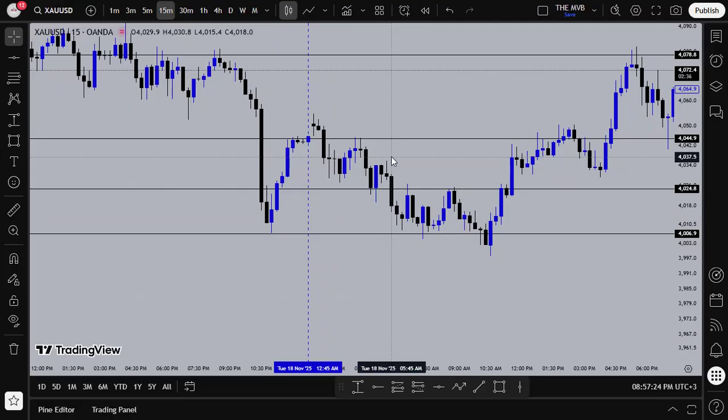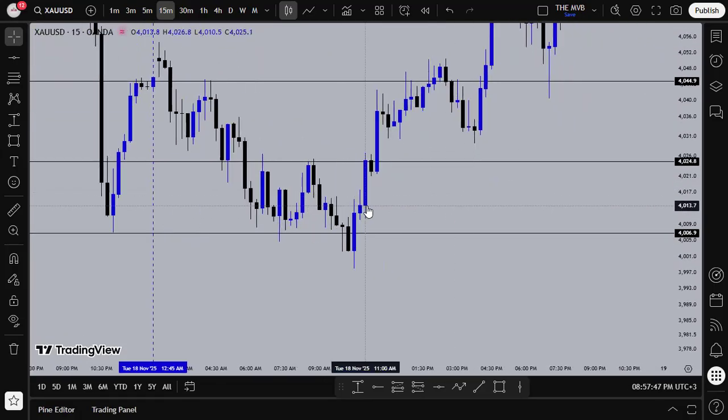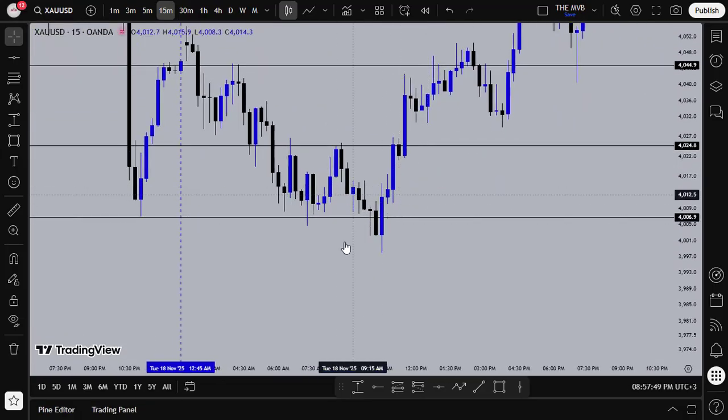Okay, so if you see a reaction like this, you go to the lower time frame, maybe 1 minute or 3 minutes, and then you look for the entries. So this was the Asian session, but I traded starting from the pre-London session. So you can see from this point here, this is where I started trading.